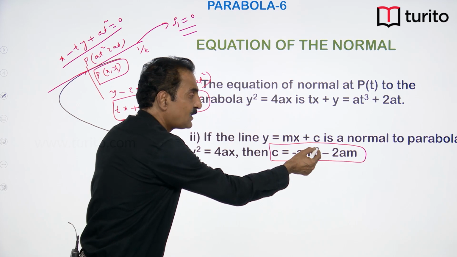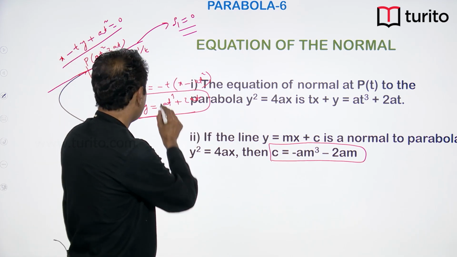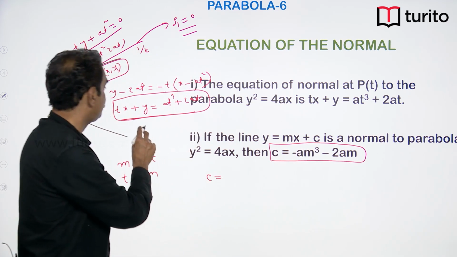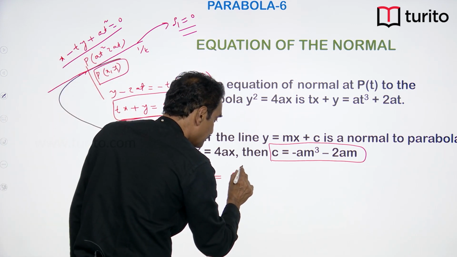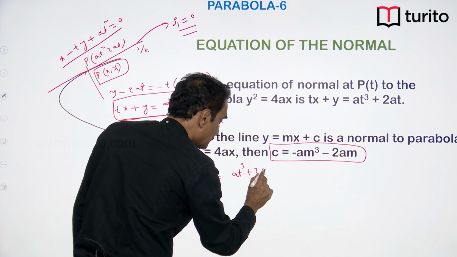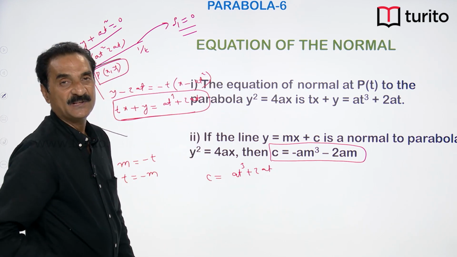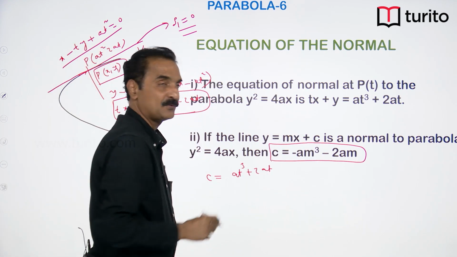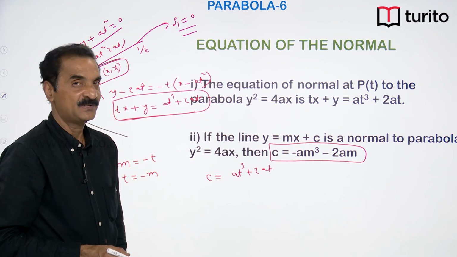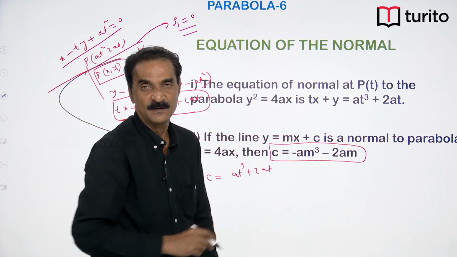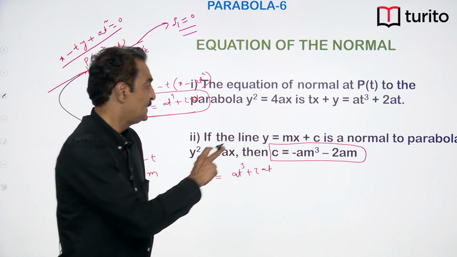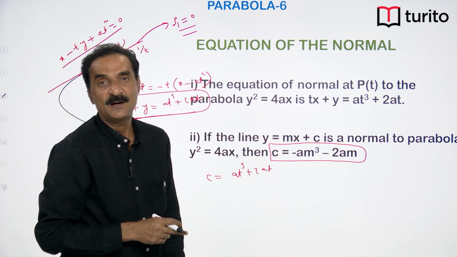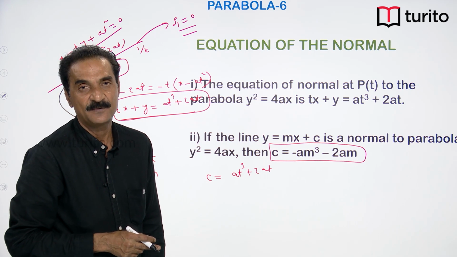Now, if you compare the constant, what is the constant? c is equal to at cube plus 2at. Putting t is equal to minus m, we get c is equal to minus am cube minus 2am. This is the condition for normal. We have already studied the condition for tangency. If this line is a tangent of the parabola, c is equal to a by m is the condition.